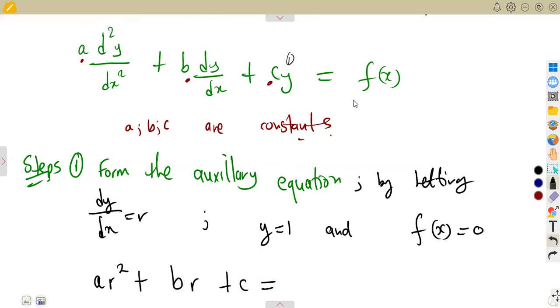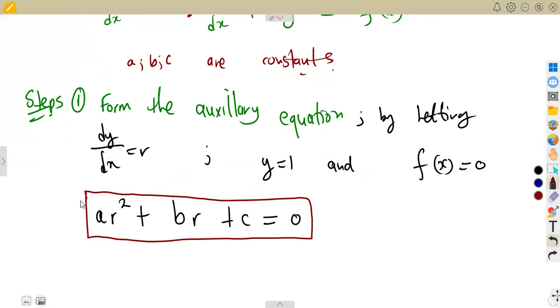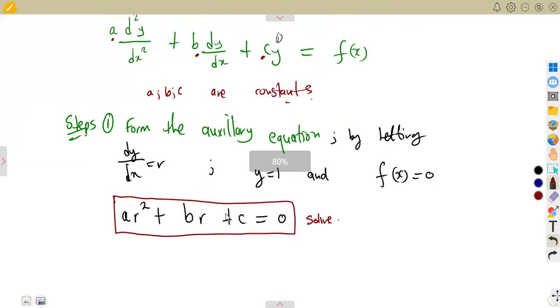And remember, I said our f of x must be 0. So you're going to form an equation of this nature. This is the type of equation that you are going to form. That's the auxiliary equation. You are supposed to solve this equation.